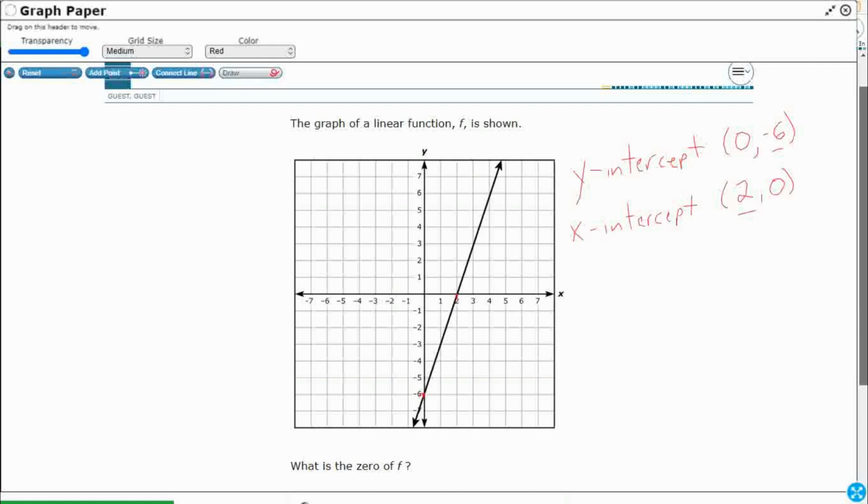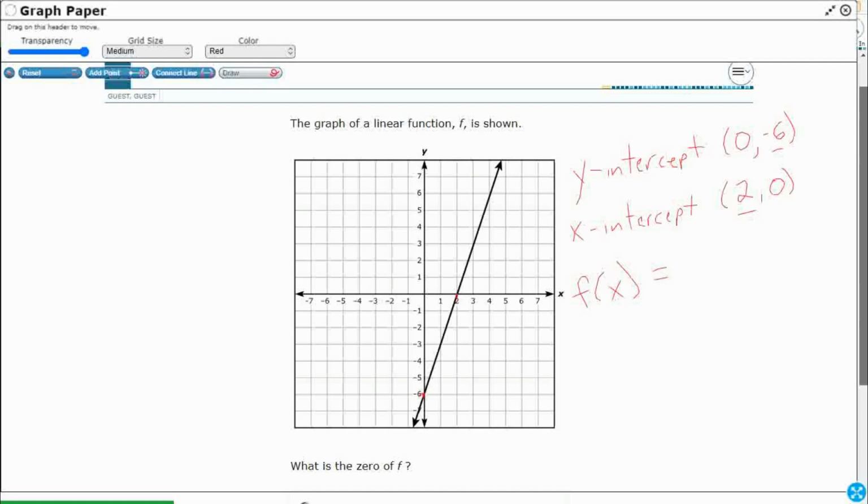So let's talk about what a zero is. This is something you are going to need to know before you come into the STAAR test. There's not really enough context within the problem to make an educated guess. So what we want to know is, if we're going to view this as a function, how do we get that f of x to equal 0?